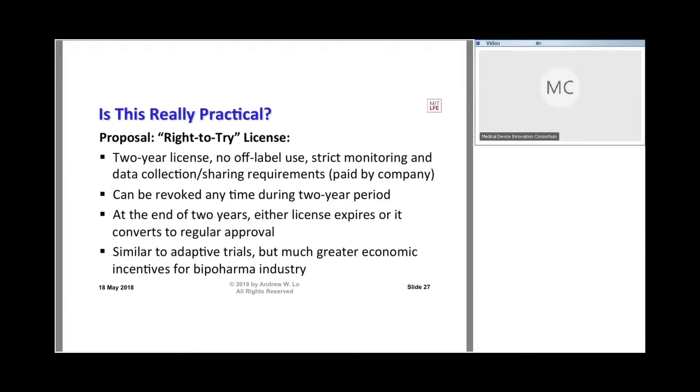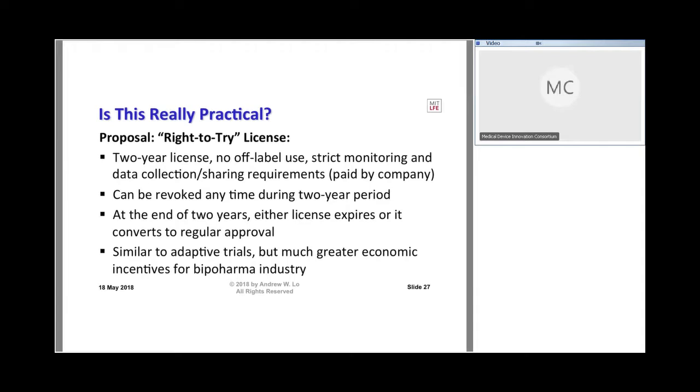So what we're proposing is a completely new form of drug approval. And it's what, for lack of a better term, we call a right to try license. This new form of approval is a 2-year license to be able to market a drug in a very limited format with no off-label use and requiring the therapeutic manufacturer to engage in strict monitoring, data collection, and sharing during that 2-year period.